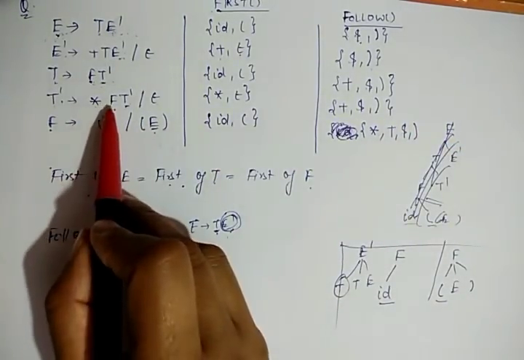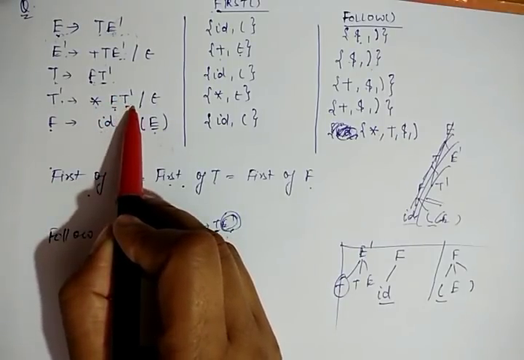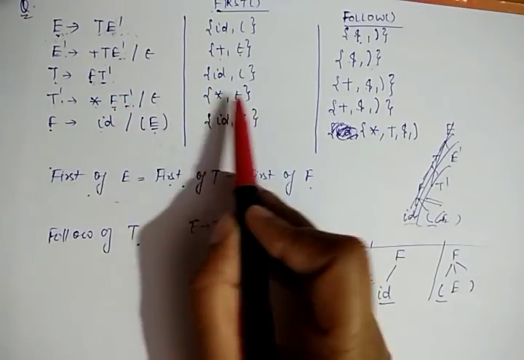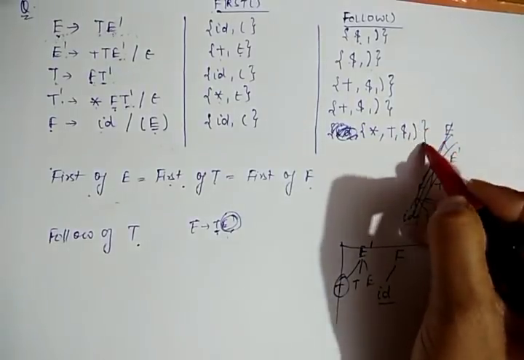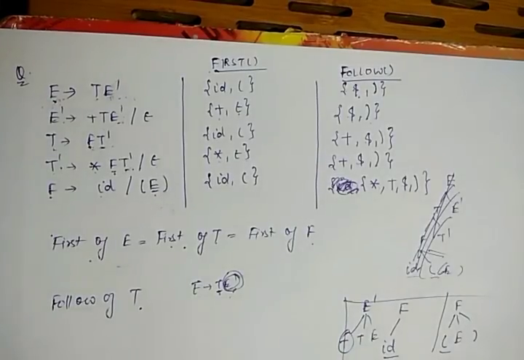Okay. Now F appears again one more time. So this follow of F is first of T dash. What is first of T dash? Same asterisk and epsilon. So we get the same answer. So this is how we compute the first and follow of a particular grammar.